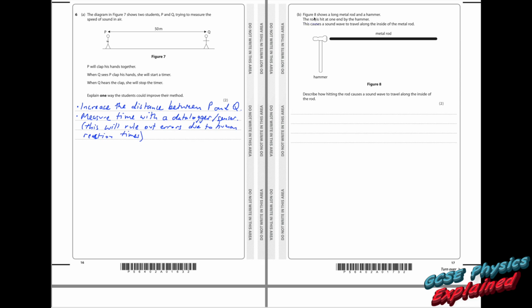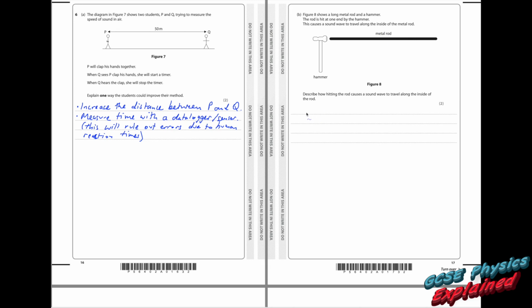Question B. Figure 8 shows a long metal rod and a hammer. The rod is hit at one end by the hammer. This causes a sound wave to travel along the inside of the metal rod. Describe how hitting the rod causes a sound wave to travel along the inside of the rod.